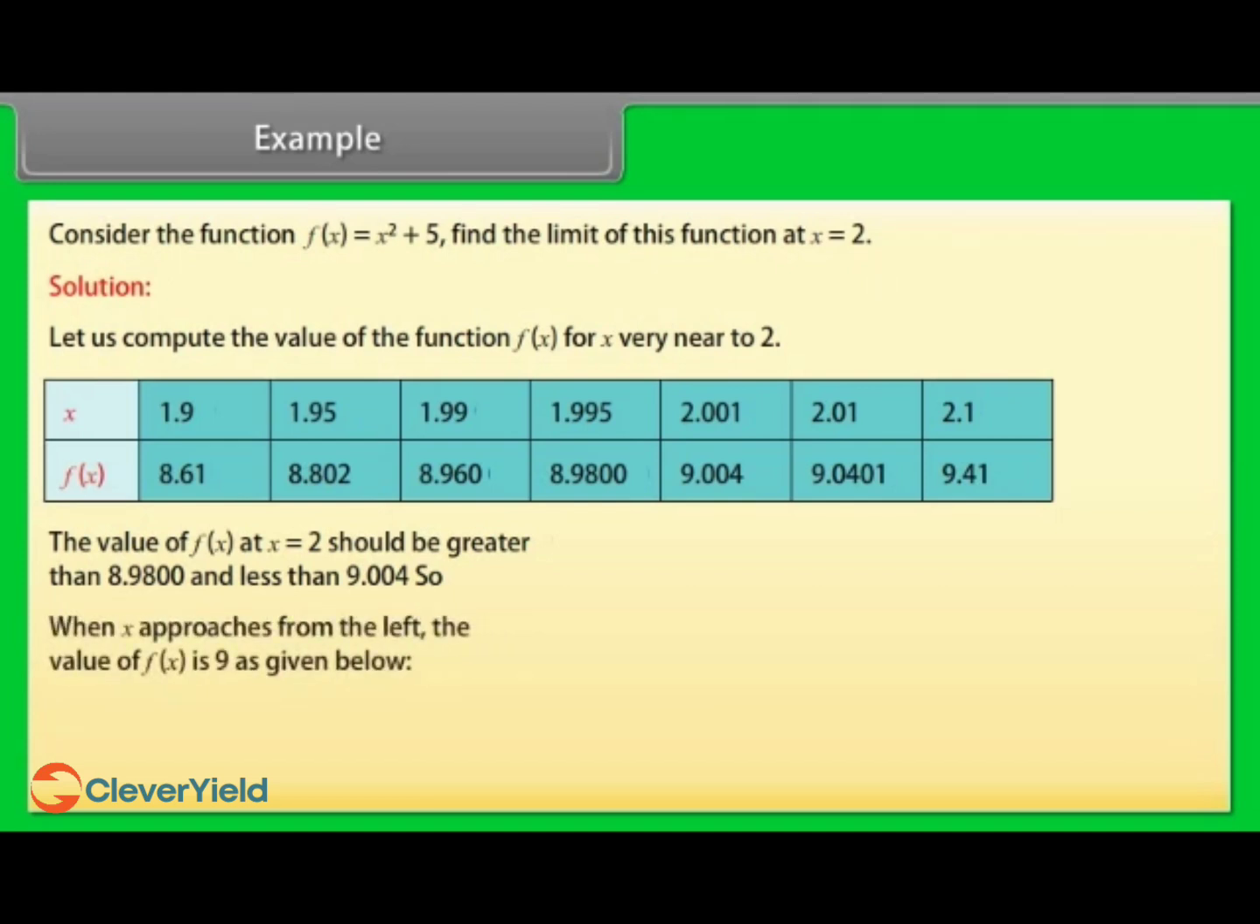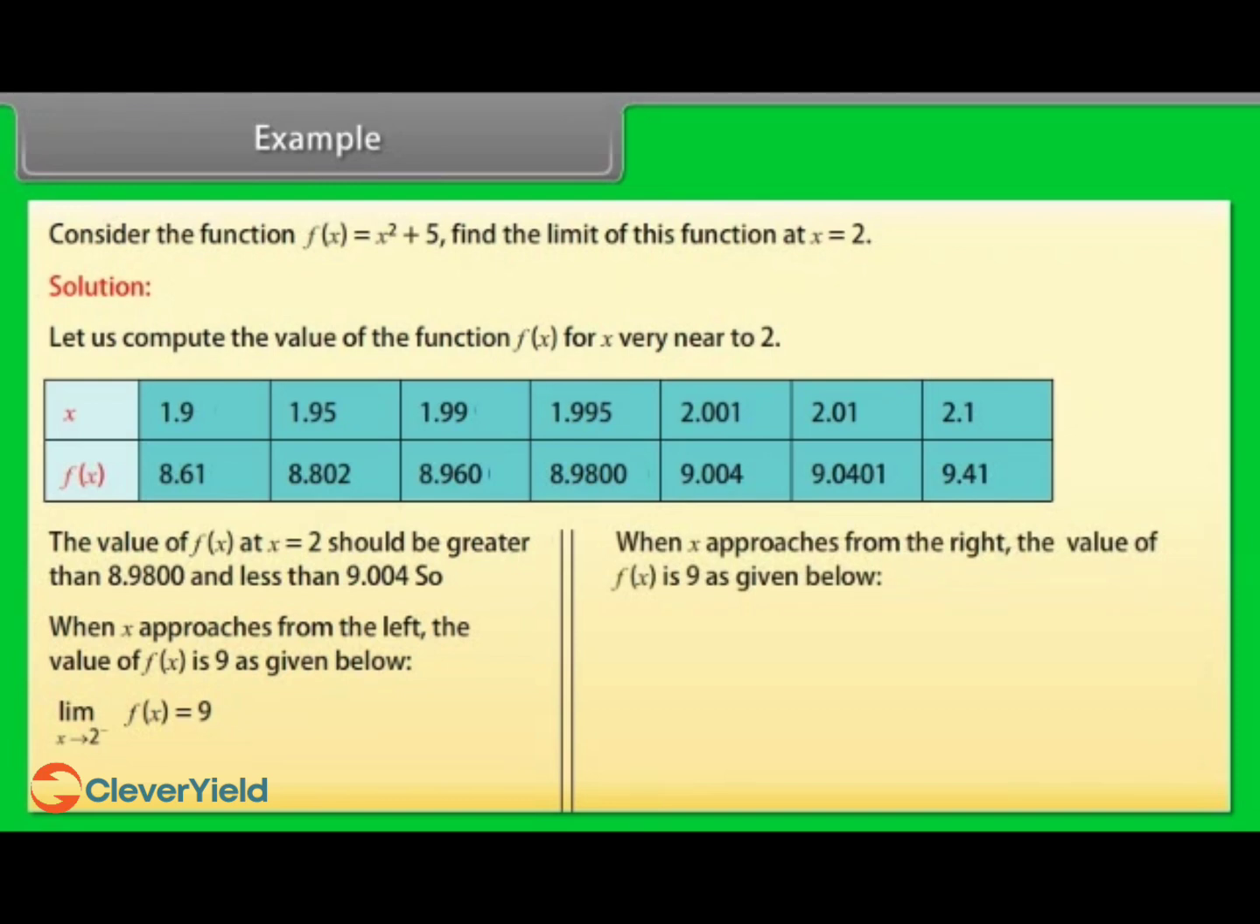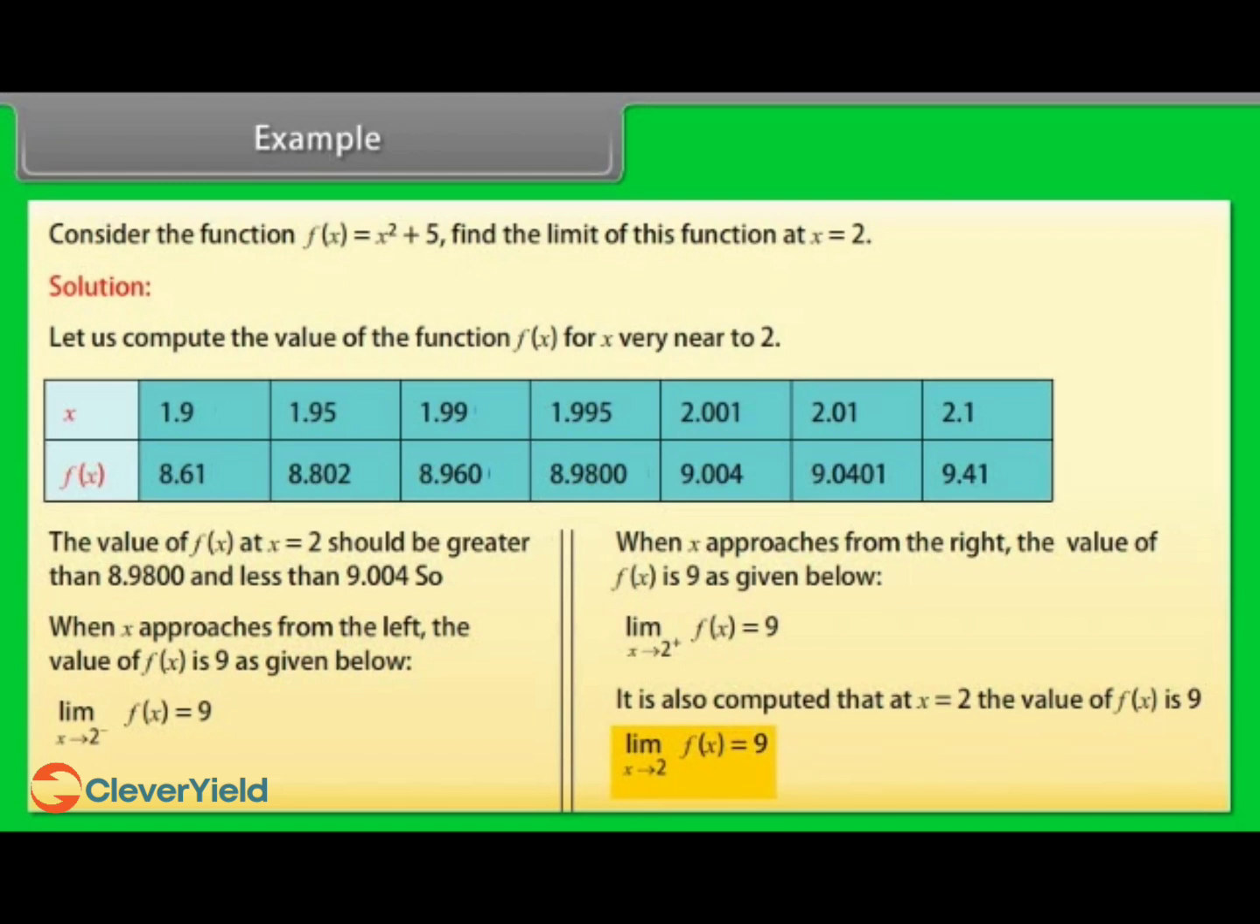So, when x approaches from the left, the value of f of x is 9 as given below. Limit x tends to 2 minus of f of x is 9. When x approaches from the right, the value of f of x is 9 as given below. Limit x tends to 2 plus of f of x is 9. It is also computed that at x is equal to 2, the value of f of x is equal to 9. Limit x tends to 2 of f of x is 9.